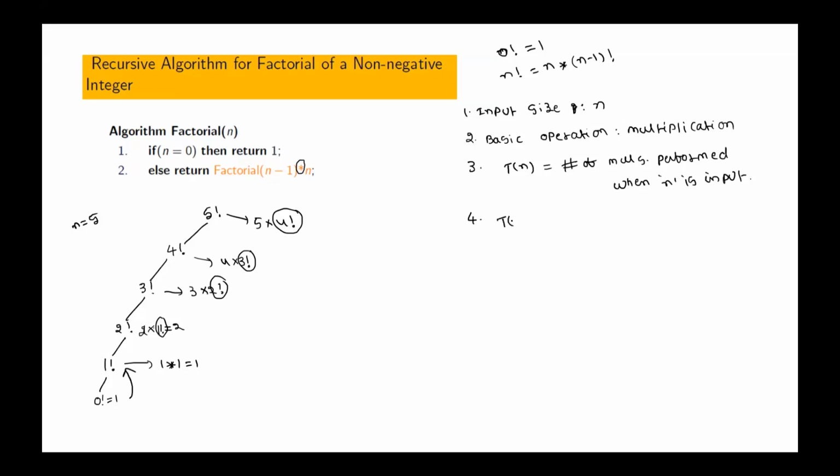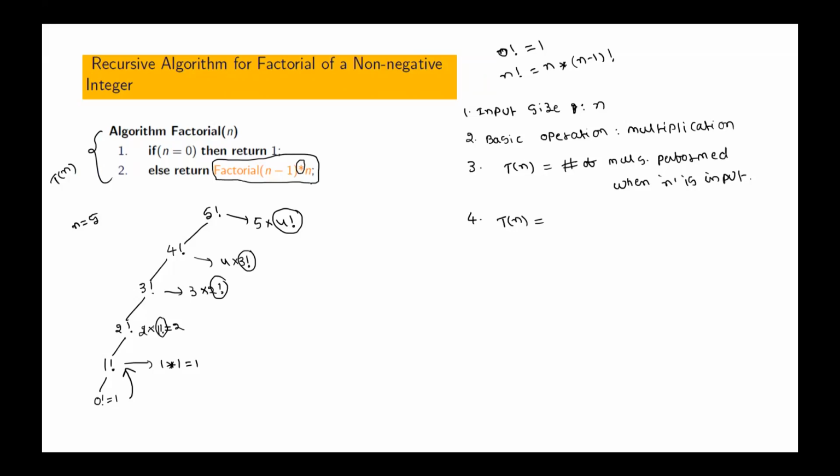Let T of n be the number of times the basic operation is performed. What is the T of n value? In this entire algorithm, when n is given as input, the number of times the basic operation, that is multiplication, is performed is T of n. Now, how many times is this operation performed?